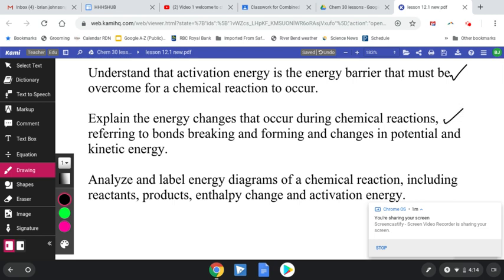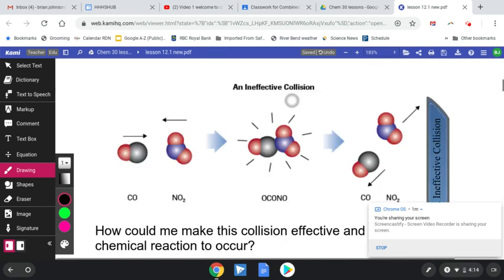We kind of did this with potential energy diagrams, but now we're going to use some more vocabulary: bonds breaking, bonds forming, and the changes in potential and kinetic energy that go with that. And finally, you are going to label some energy diagrams. These are a little different than potential energy diagrams, and you'll be able to use the terms reactants and products and enthalpy change and activation energy as we go through those. So let's rock and roll.